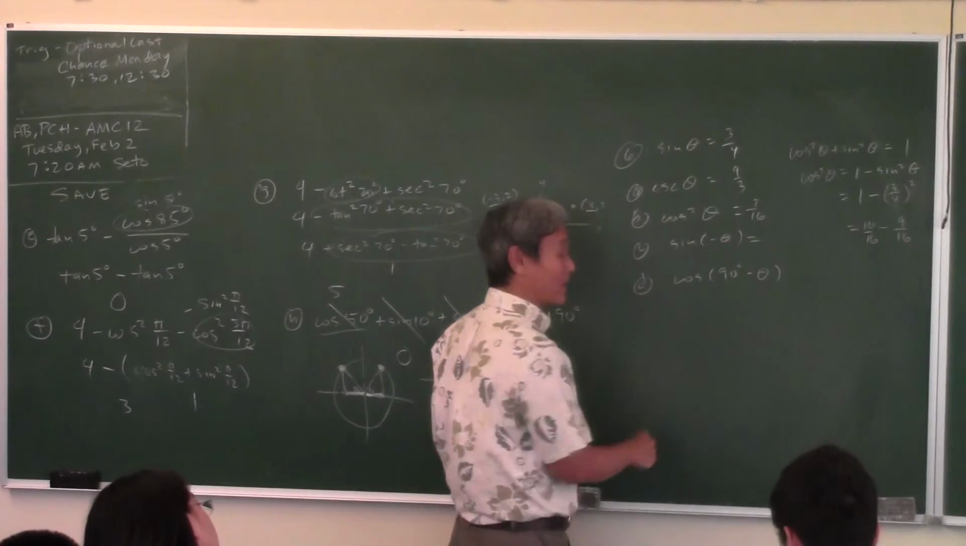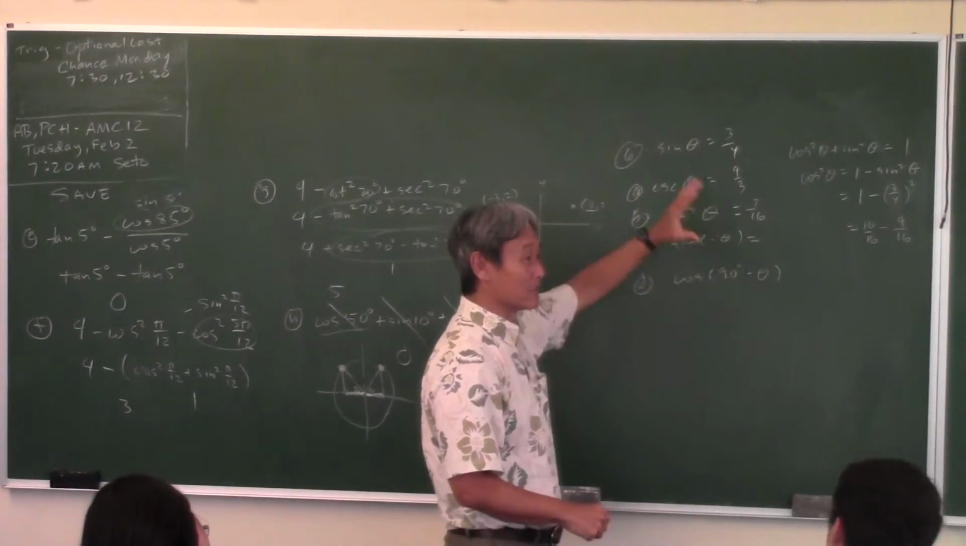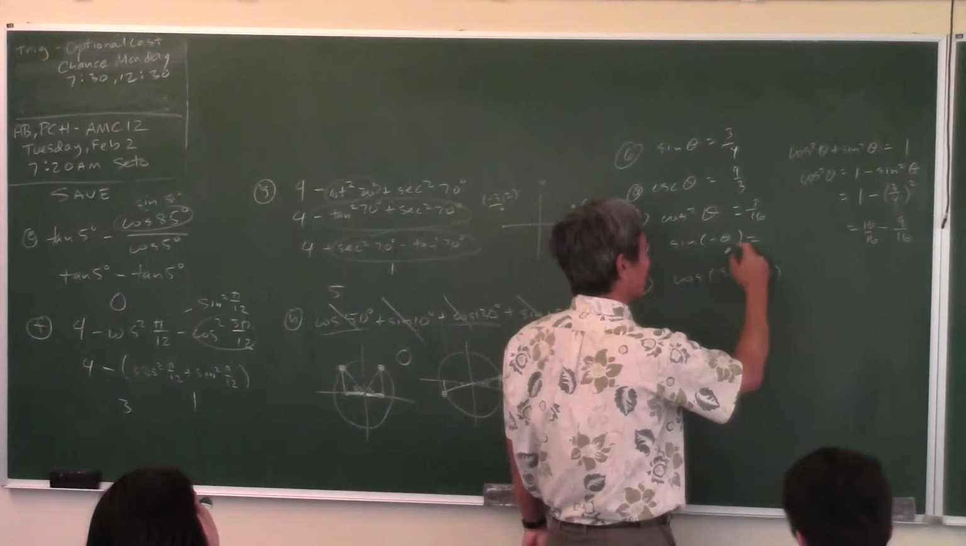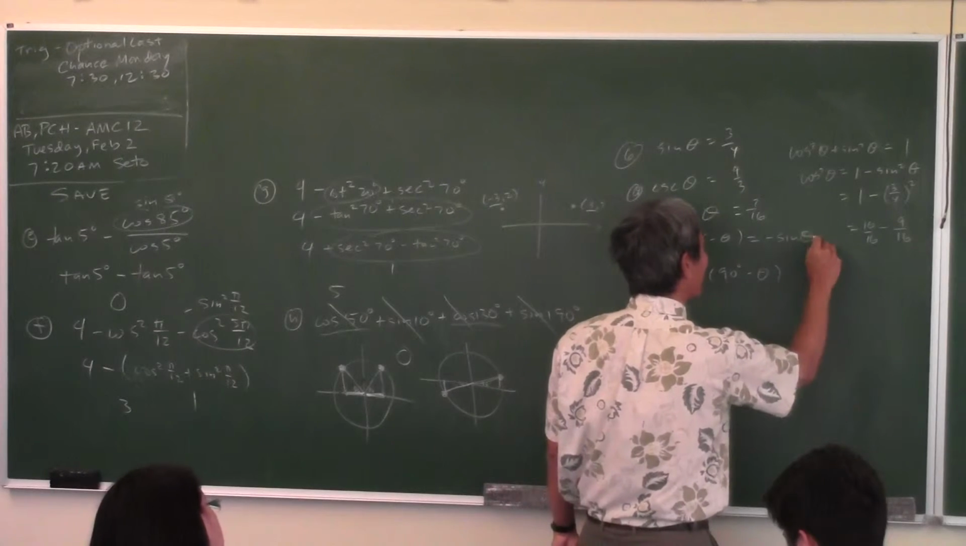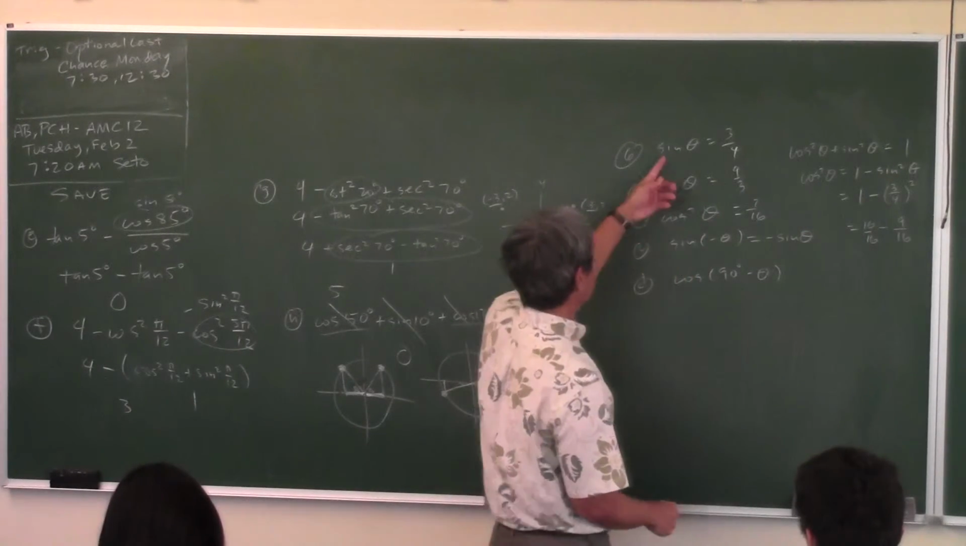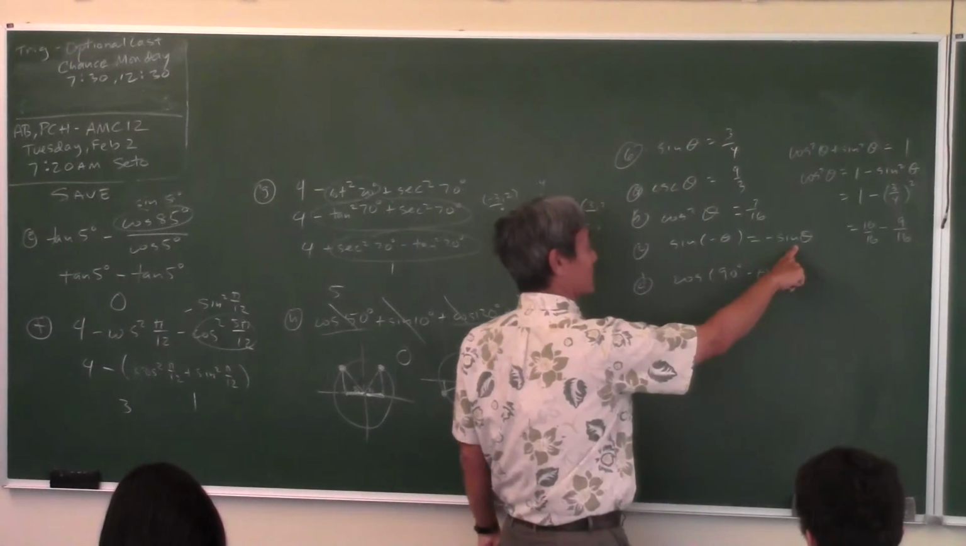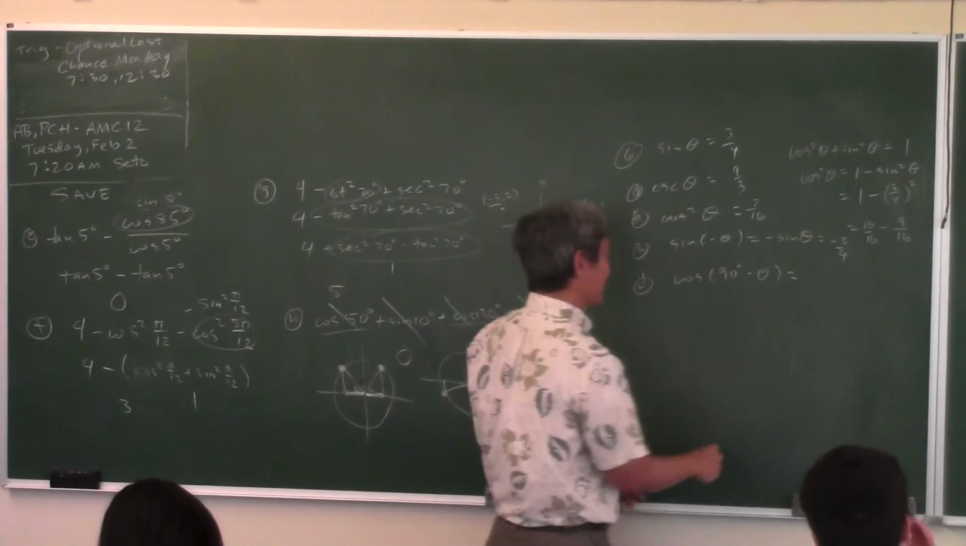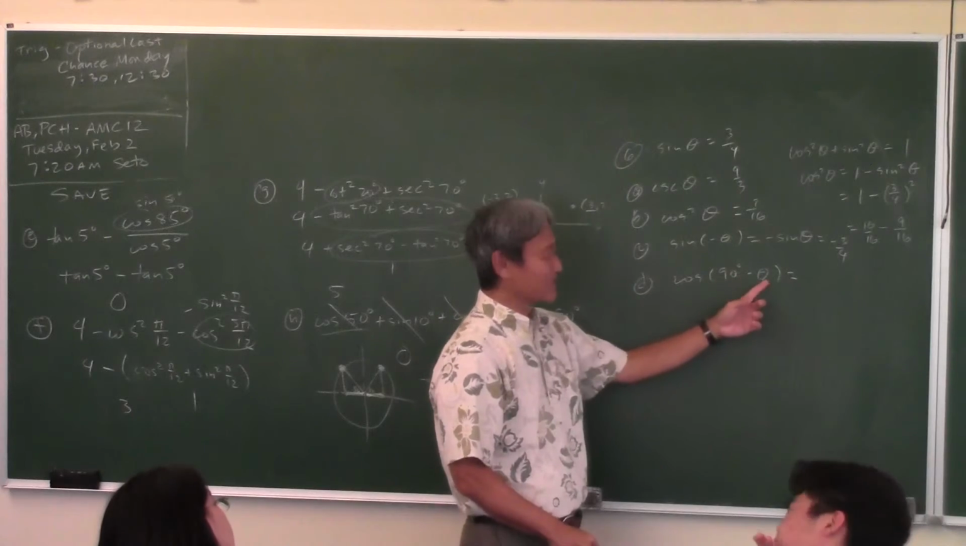Okay, sine of negative theta. There's an identity for that. What is that? Negative sine theta. Well, if sine theta is 3/4 then, so what is this equal to? Negative 3/4.